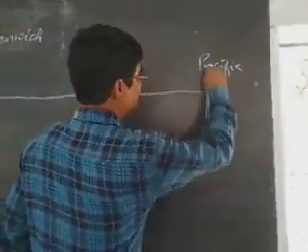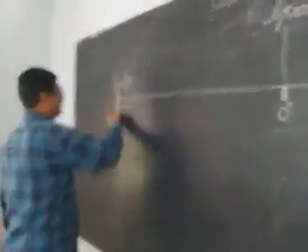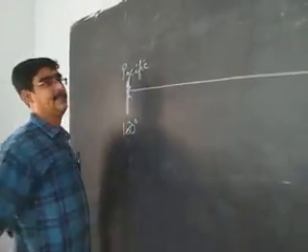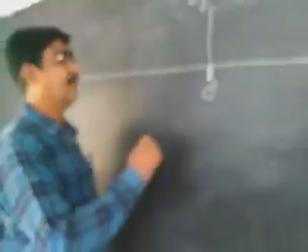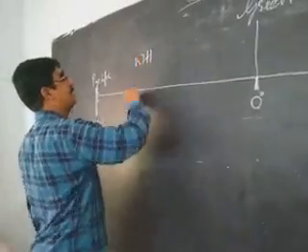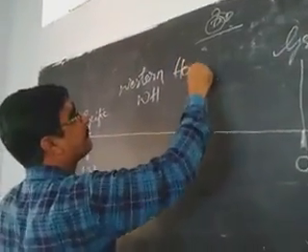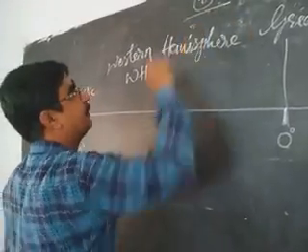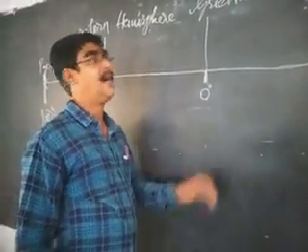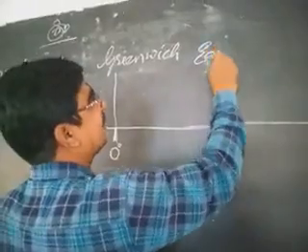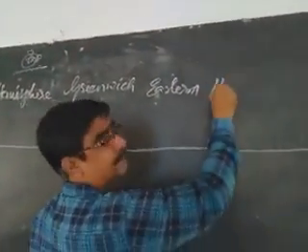Now this is 180 degrees, and this is also 180 degrees. This is 0 degrees, this is 180 degrees. Here, this is the Western Hemisphere. Already I told you in the previous class, when the earth is vertically divided into two equal halves, the right side part is the Eastern Hemisphere and the left side part is the Western Hemisphere.